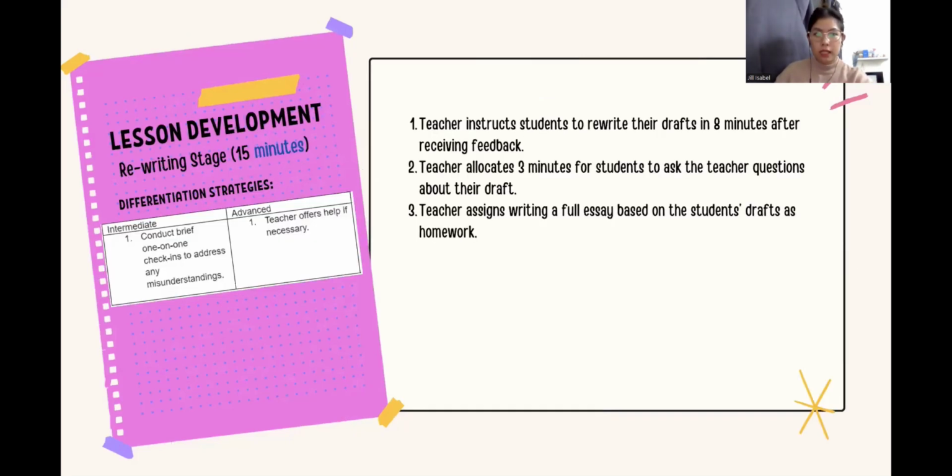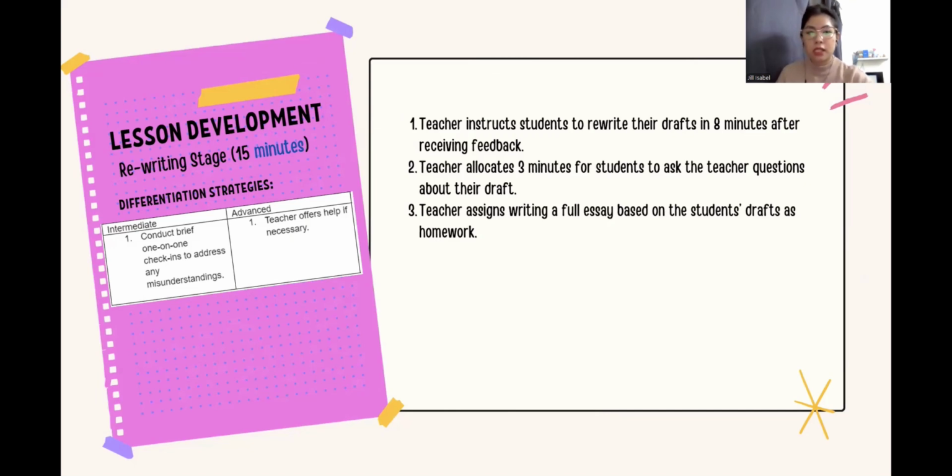Now, for the rewriting stage, it will be done in 15 minutes. Firstly, the teacher instructs students to rewrite their drafts in 8 minutes after receiving feedback. Once the 8 minutes are up, the teacher will allocate 3 minutes for students to ask the teacher questions about their draft. And then lastly, the teacher will assign students to write a full essay based on their own drafts as homework.